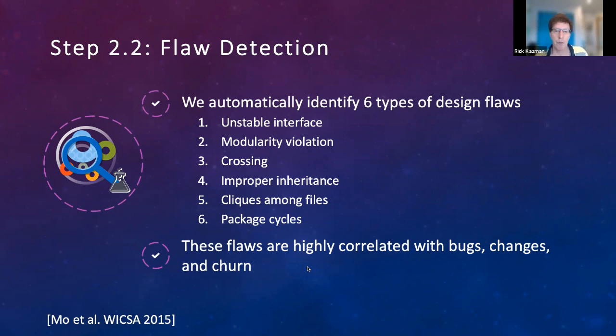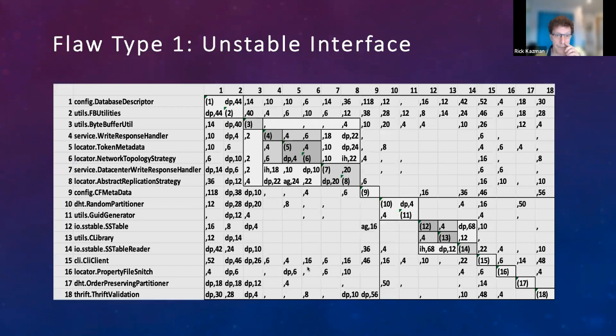So the more flawed your architecture is, the more bugs, changes, and churn you experience. And this is a very strong relationship. I'll show you in a minute. I'll show you the numbers. So let's just take a look at a couple of these. And again, we're representing software systems as DSMs.